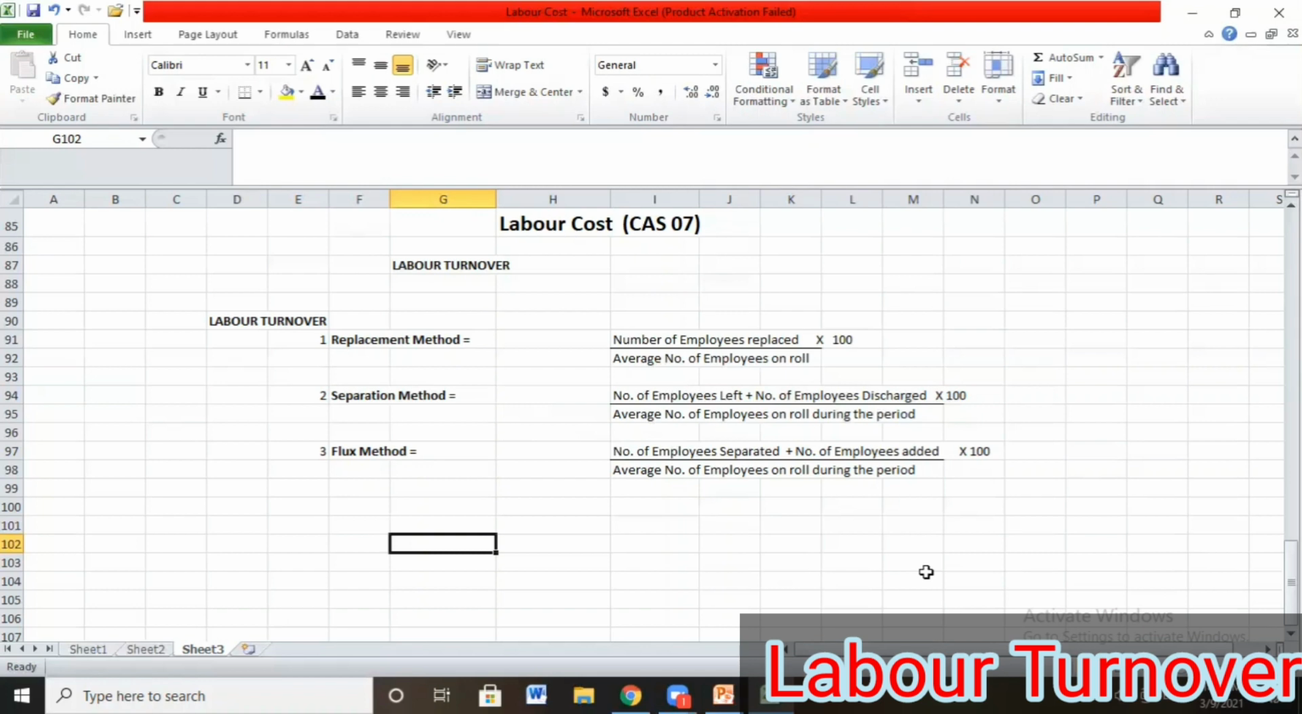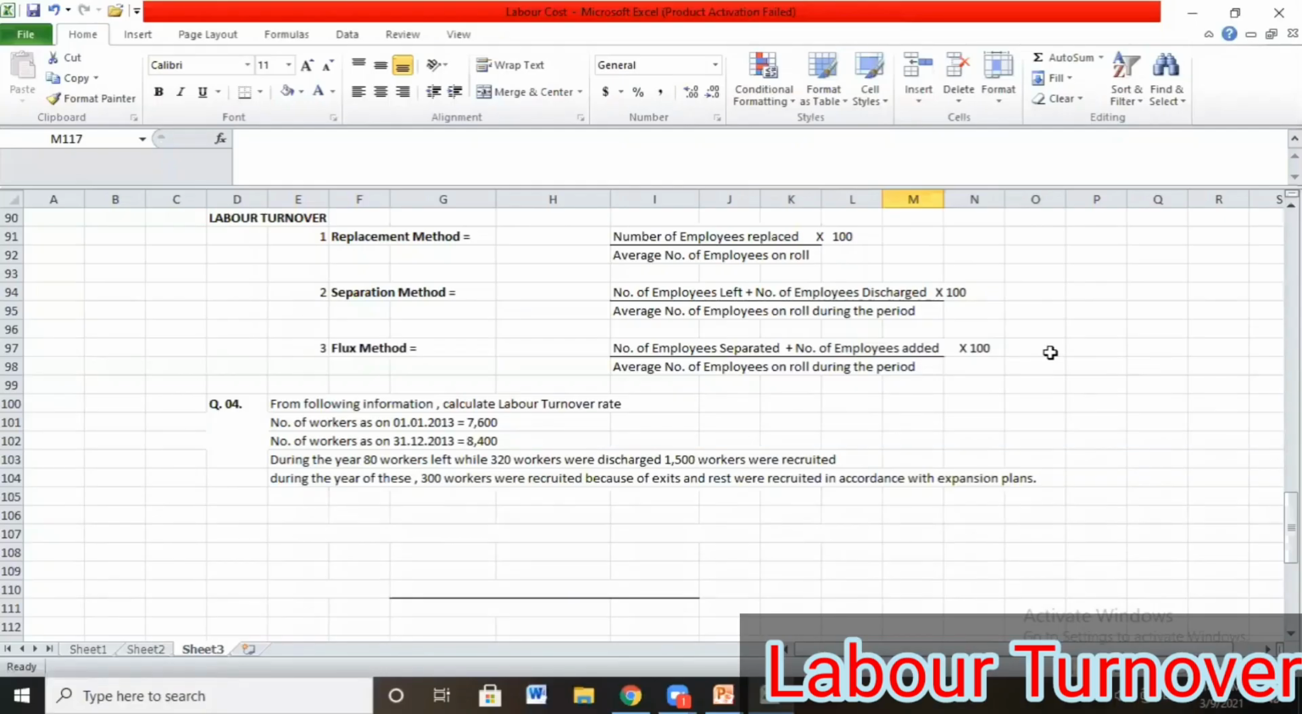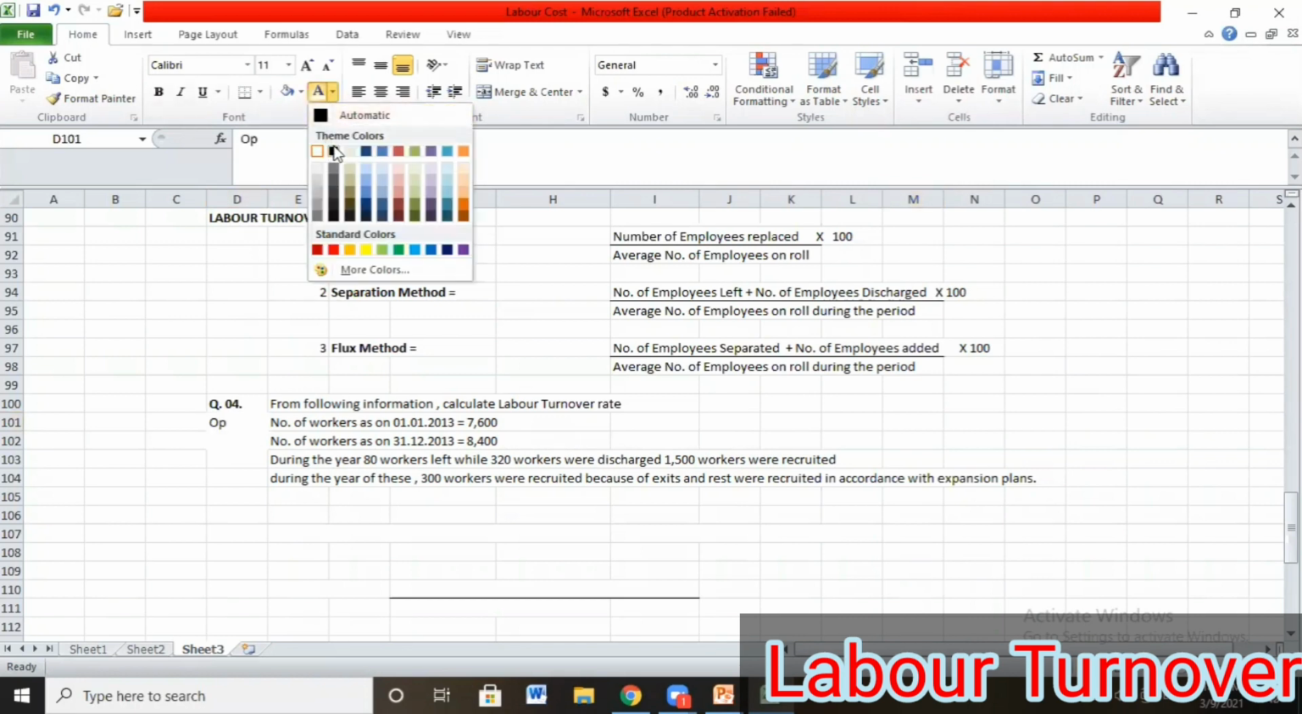Now we'll move ahead with the illustration and understand how to implement the formulas. So illustration number 4: from the following information, calculate labor turnover rate. Given information is number of workers as on 1/1/2013: 7,600 workers were there at the beginning of the year, so this should be your opening period.